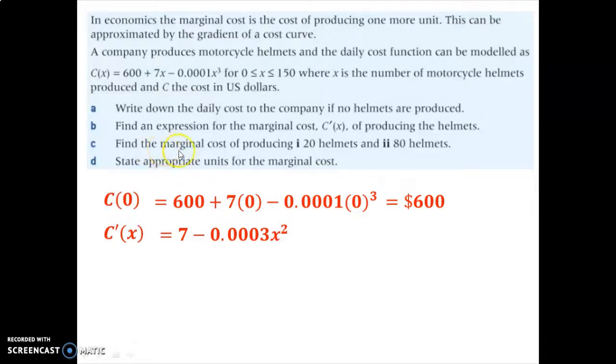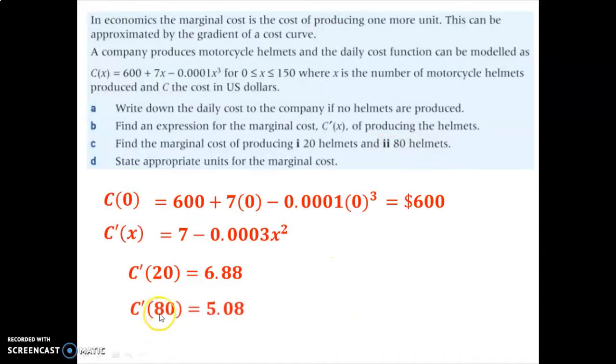Now it says find the marginal cost of producing 20 helmets or 80 helmets. That means when you produce 20 helmets, what is the cost necessary to produce that next unit? So you use the marginal cost function and find the marginal cost when there are 20 units. You put 20 in there and you get this. That number again means it costs the company $6.88 to produce the next single unit, the next helmet. Okay, how about when we're at 80? If they're producing 80 helmets, what's the marginal cost?